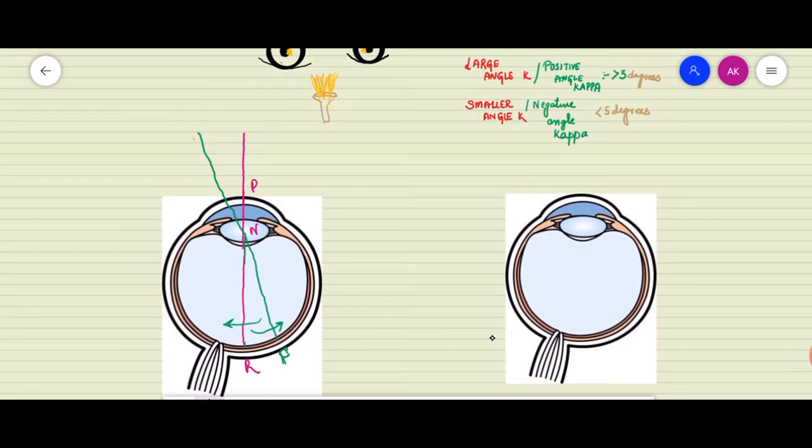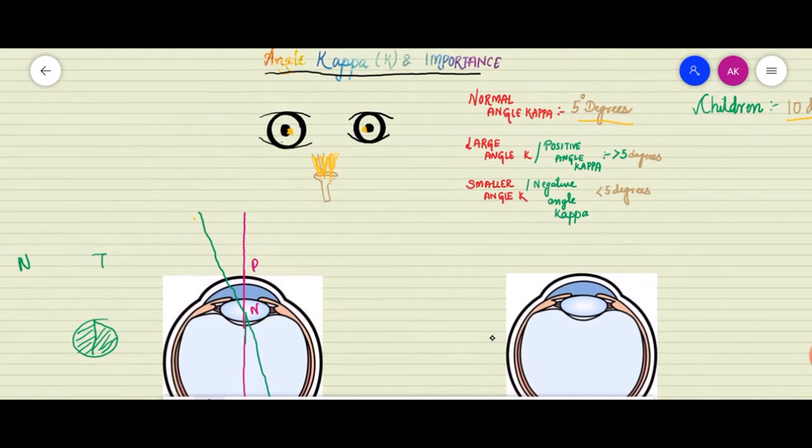What I mean to say is that if we are seeing something on the nasal side, that will be represented on the temporal retina. And if we are seeing something on the temporal side, that will be represented on the nasal retina. Similarly, because the fovea is present on the temporal side, the reflex will be present on the nasal side. Okay, and this happens because of the difference between the visual axis and the optical axis.